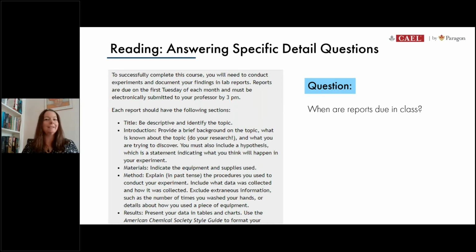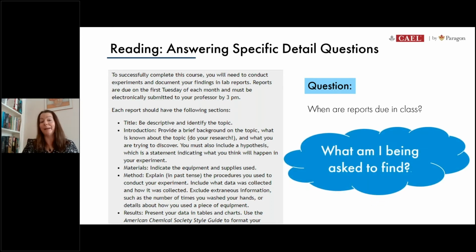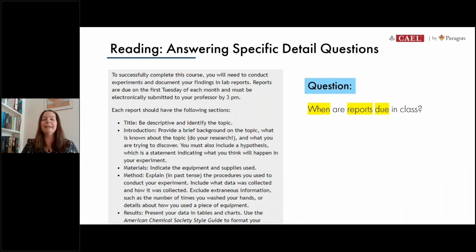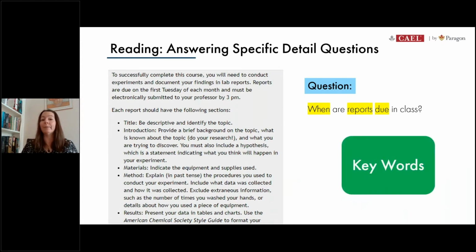So a typical question that most students would have as they start a course at school would be simply, when is the work due? In this case, when are the reports due in class? So instead of reading the entire document, what we could do and should do is determine quickly what it is you're being asked to find. So looking at this question, we have some key words here to note. These are the most important parts of the question, and they're going to focus your thinking so that you know what kind of details you're looking for in the text itself.